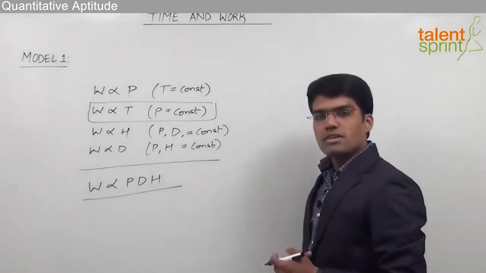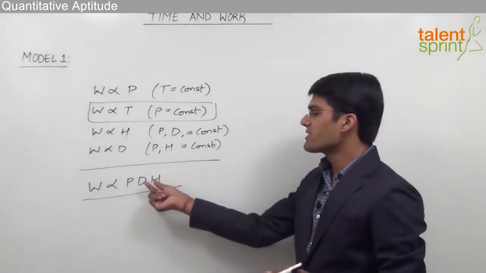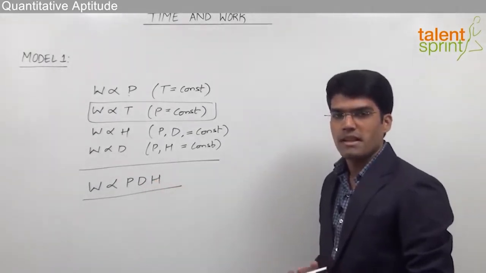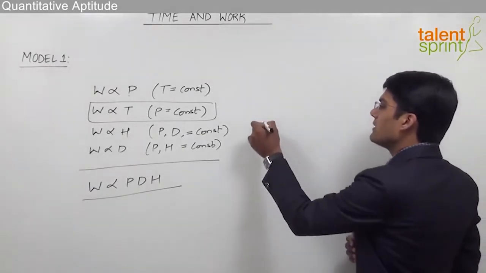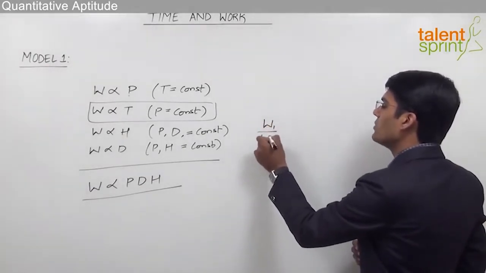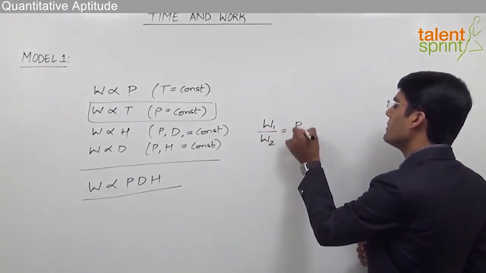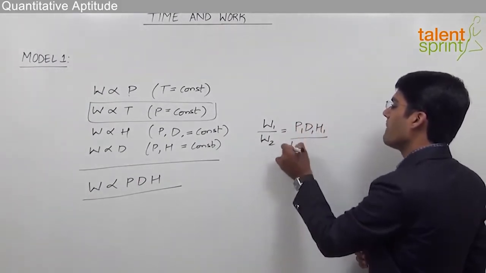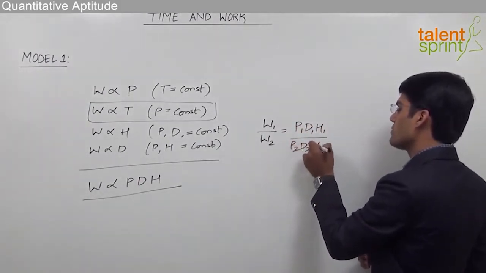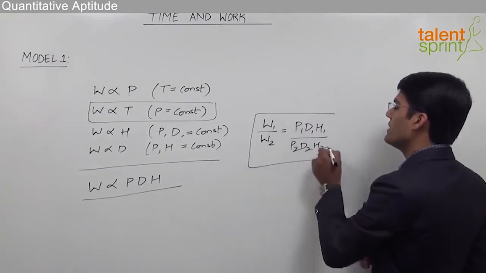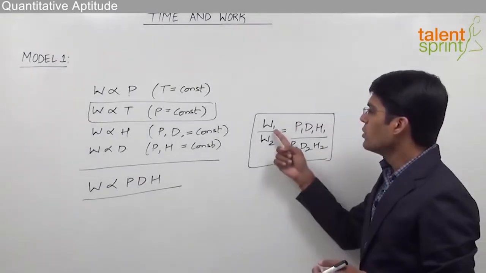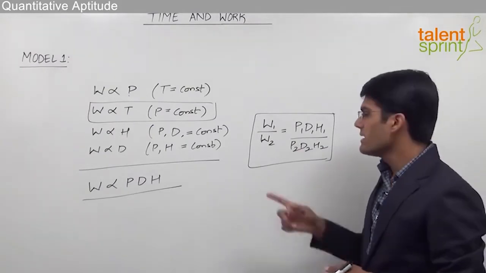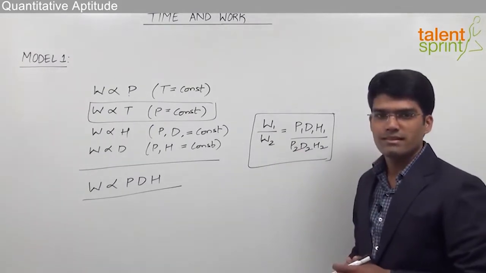Now from this proportionality between work, number of persons, number of days and number of hours per day, we can derive a very important equation. That is nothing but W1 by W2 should always be equal to P1 D1 H1 by P2 D2 H2, where 1 and 2 indicate the first and the second case respectively. So W1 is nothing but the work done in the first case, W2 is nothing but the work done in the second case.